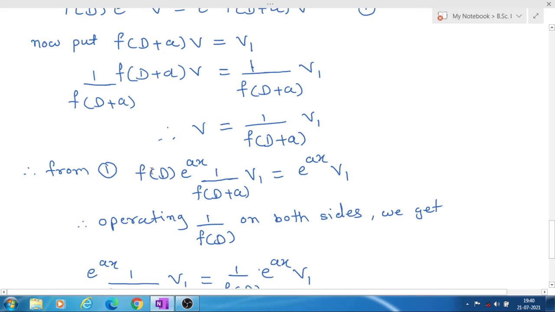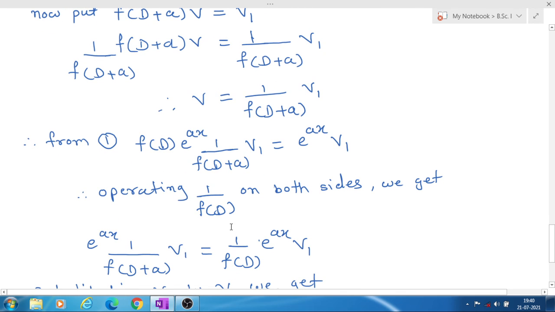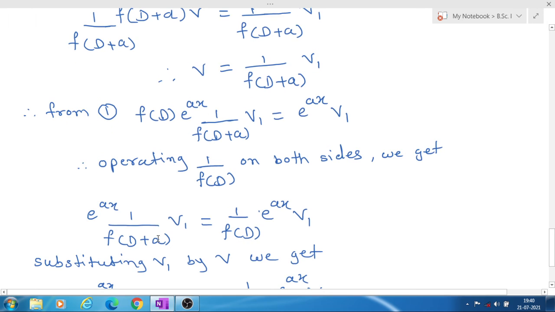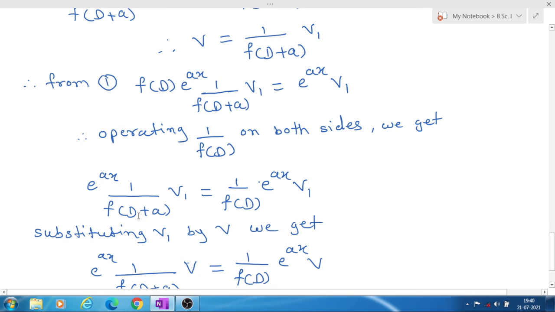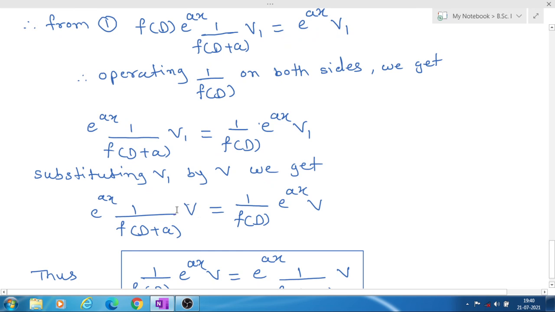Now we have to cancel or eliminate this f(D). For that we operate 1 upon f(D) on both sides. Therefore here, operating 1 upon f(D), this f(D) will get cancelled and we get e raised to ax into 1 upon f(D plus a) v1 is equal to 1 upon f(D); here 1 upon f(D) and f(D) get cancelled, but here remains 1 upon f(D) e raised to ax into v1. So here we get this.